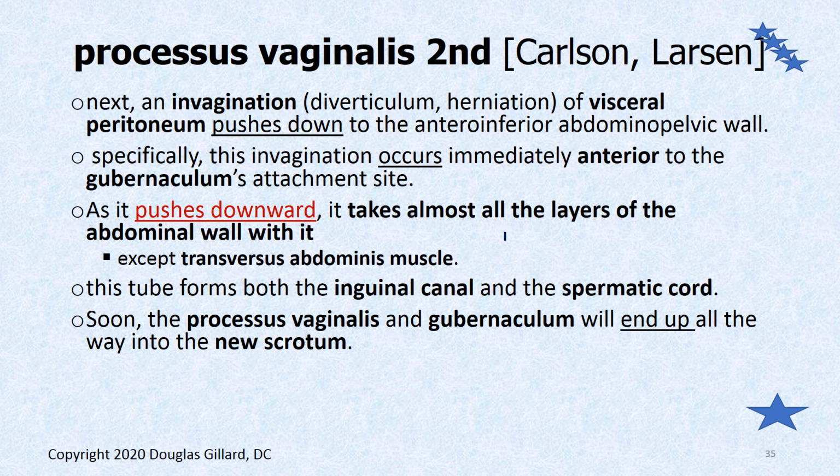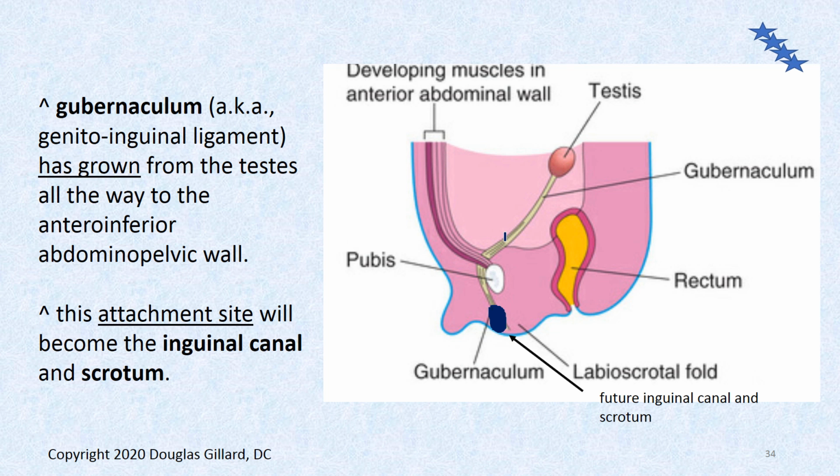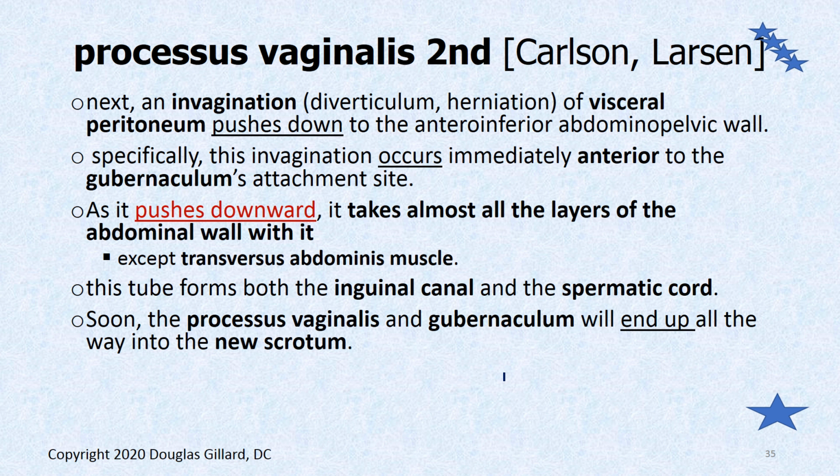And as it pushes down, it takes all these layers with it. So you basically get an outpouching right here of the peritoneum. Right? Still connected to the peritoneal cavity, but as this goes down, this is going to extend down into the scrotum. Let's draw the scrotum here. So this is going to get bigger and bigger. It pulls this with it. So the testes and this processus vaginalis, they go down together to the very bottom of the scrotum.